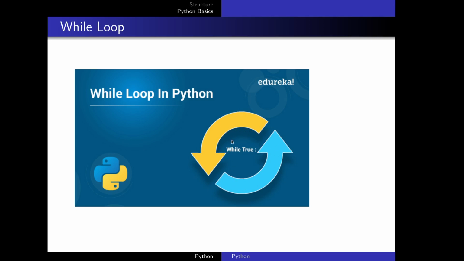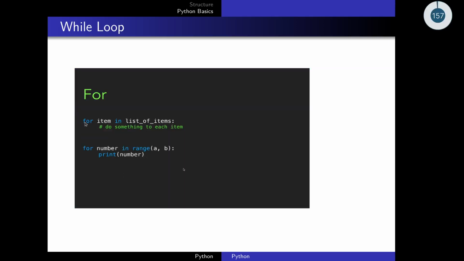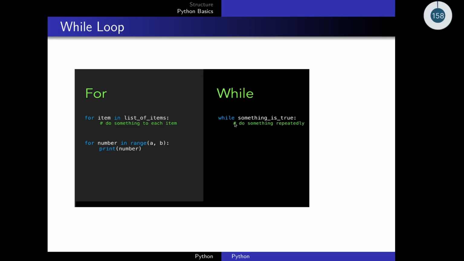We covered the for loop before. A for loop keeps repeating for each item in a list or each number in a range created by the range function. We discussed these two situations for the for loop. Now if we look at the while loop, we will have a boolean condition here. While the boolean condition is true, it will keep repeating the action.